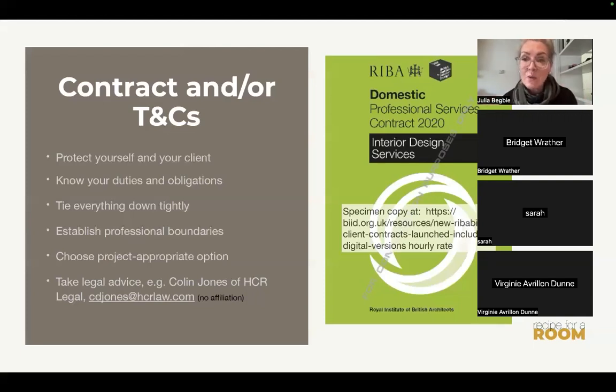So it protects you and your client. It helps you to understand your duties and obligations. It ties everything down tightly. It establishes professional boundaries. So I think one of the final parts in this document is it talks about your hours of operation.